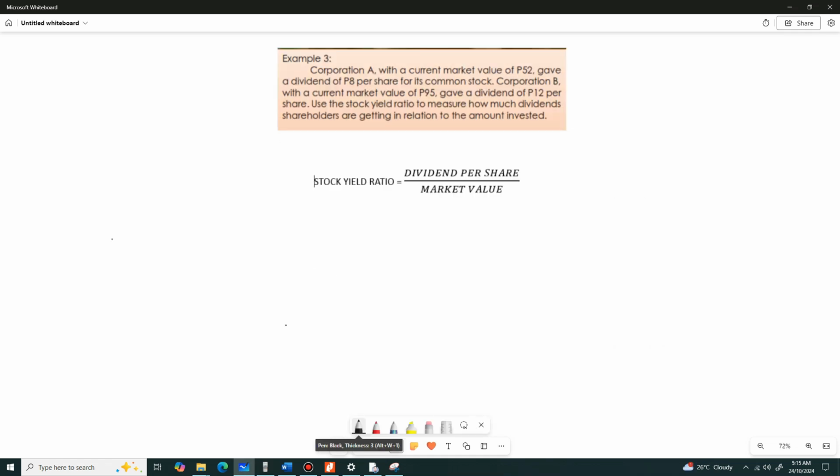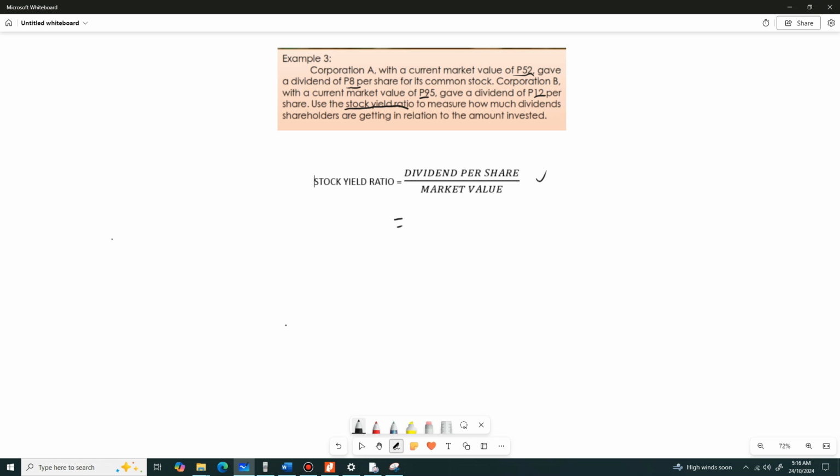Next example, Corporation A with a stock market value of 52 pesos gave a dividend of 8 pesos per share for its common stock. Corporation B with a current market value of 95 pesos gave a dividend of 12 pesos per share. Use the stock yield ratio to measure how much dividend shareholders are getting in relation to the amount invested. So we have here the formula for stock yield ratio.